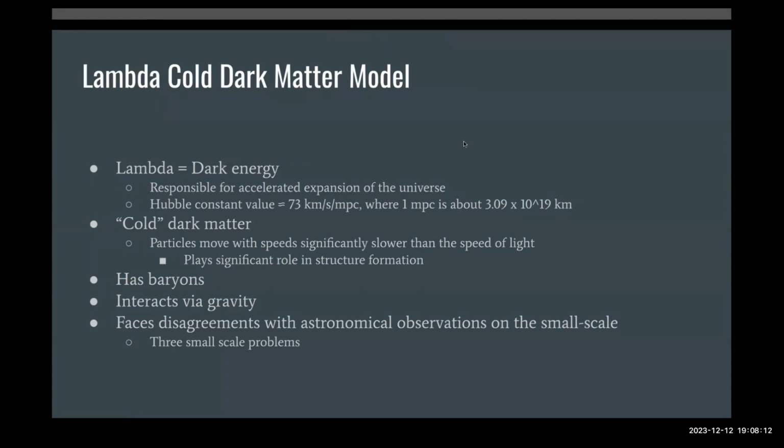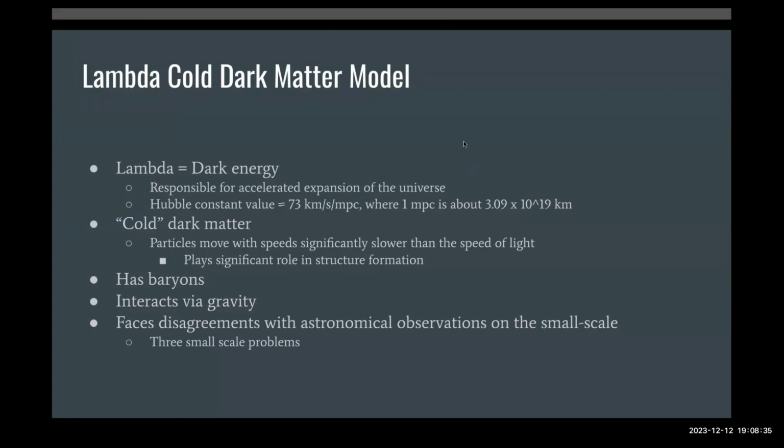The Lambda Cold Dark Matter model supports the notion that the universe is expanding with a rate of approximately 73 kilometers per second per megaparsec, which means for every megaparsec of distance away from your frame of reference, objects are receding at about 73 kilometers per second. And 1 megaparsec is approximately 3.09 times 10 to the 19th power kilometers.